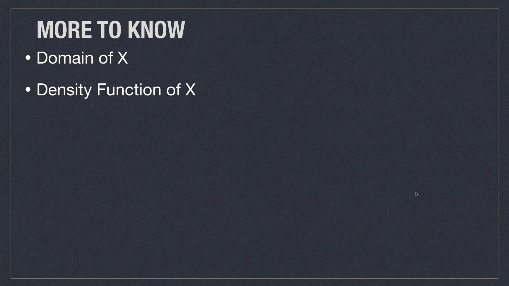One thing to know is the domain of x is going to represent the interval that represents all the different possible values of x. And the probability is going to be the area under the curve. And this is called the density function of x.